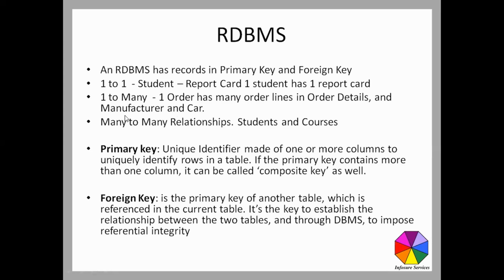One to many. Okay, so other ones are manufacturer and car. One manufacturer can have many cars. Okay, so that's the one-to-many relationship. The third kind of relation is many to many.